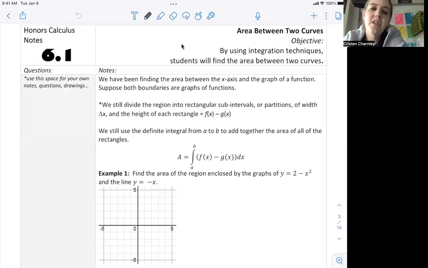Hey, this is section 6.1, area between two curves. I know that we went over a couple examples, but here are all of them together. So far, we've been finding the area between the x-axis and the graph of a function. Suppose both boundaries are graphs of functions. We still divide the region into rectangular subintervals or partitions.